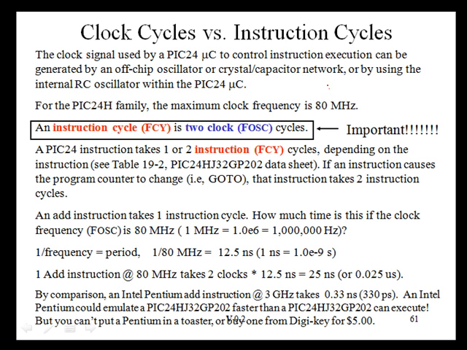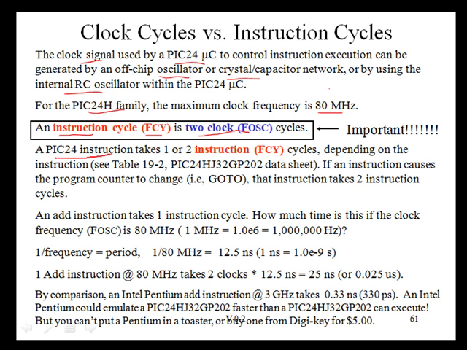Let's talk about how long a PIC24 instruction takes to execute. The clock signal used by the PIC24 microcontroller can either be generated off-chip by an oscillator or a crystal capacitor network, or by using an internal RC oscillator. For the PIC24H family, this clock frequency has a maximum value of 80 megahertz. An instruction cycle, abbreviated as FCY, is 2 of these clock cycles, abbreviated as FOSC.